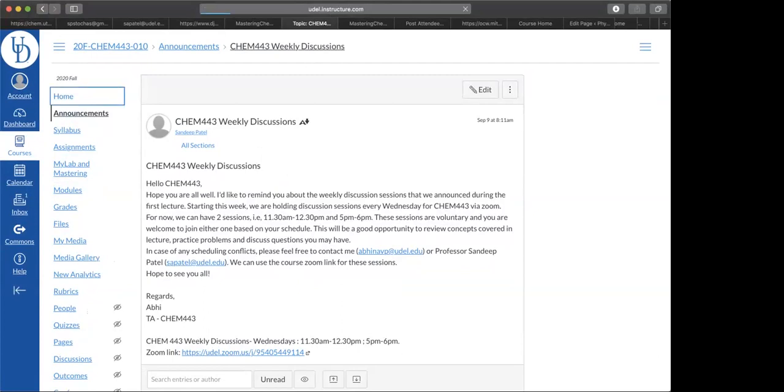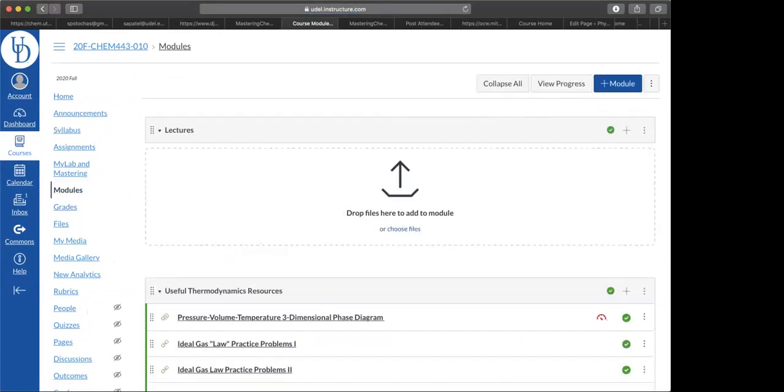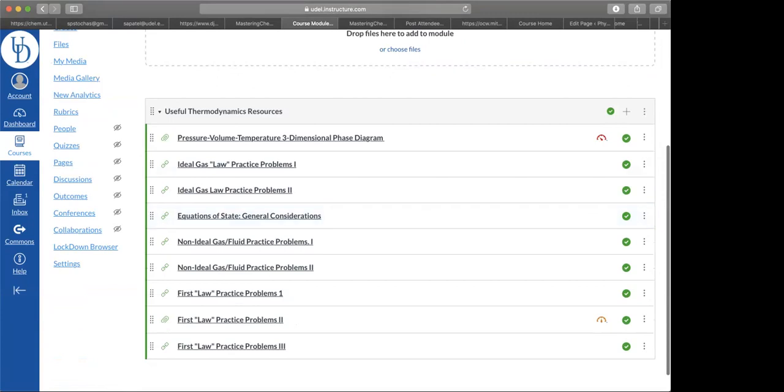The other thing I want to mention: on the Canvas website for this course, on the left where you have all these tabs, there's something called modules. If you click on modules, you'll see various sections. One section is the lectures, where I will put things in the future. There's also a section called useful thermodynamic resources. I would encourage you, at this point in the course, to go through the ideal gas law practice problems 1 and 2, and a write-up on equations of state.